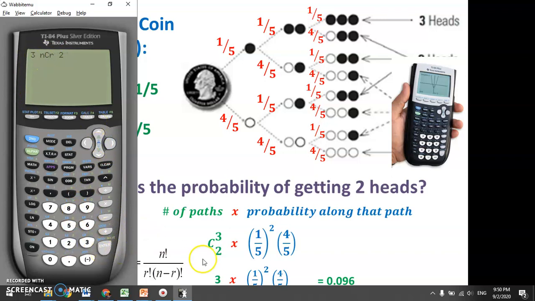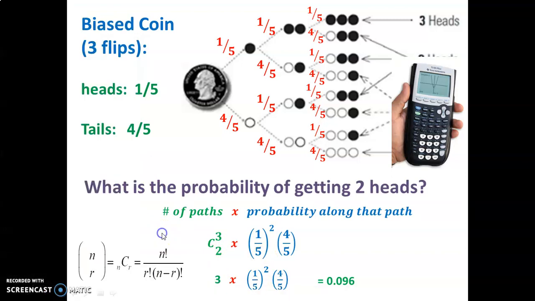Run that, that number should be a 3. Let's check. And it gives us 3. Great. So that again is how you do a combination shortcut on your calculator, and it produces the number of paths. Okay, so let's take a look at the next thing.